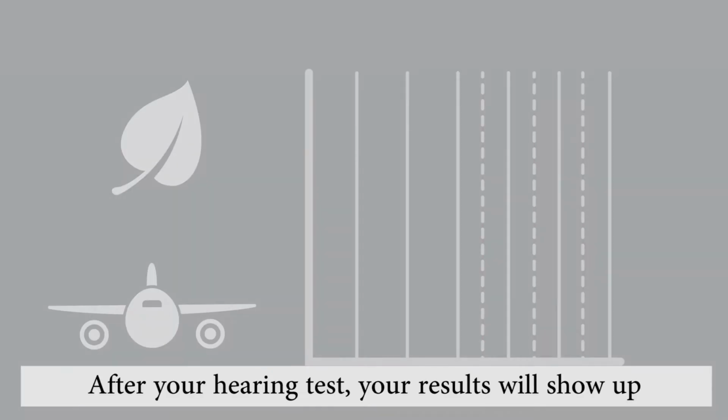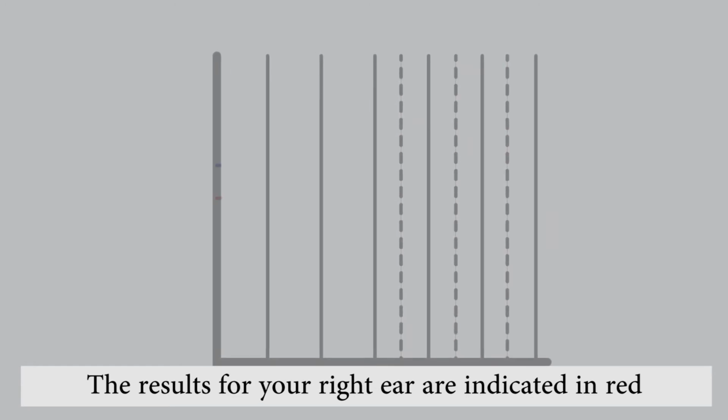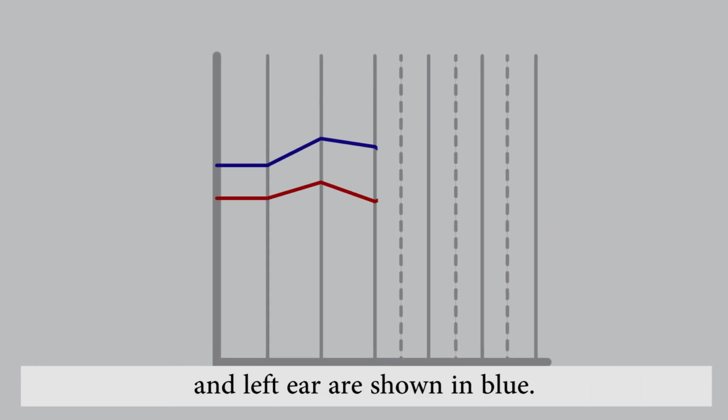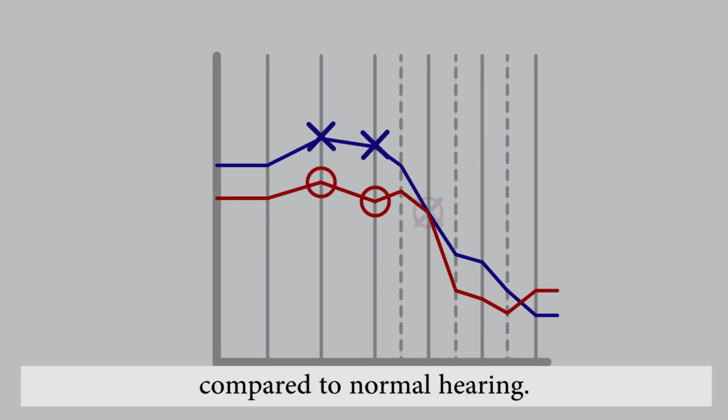After your hearing test, your results will show up independently for each ear. The results for your right ear are indicated in red, and the left ear are shown in blue. Hearing loss is determined on where those red and blue points show up on the graph compared to normal hearing.